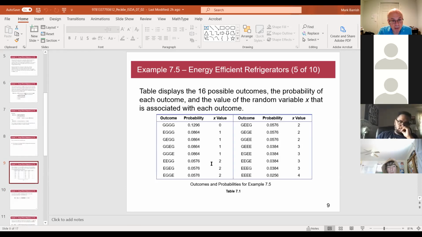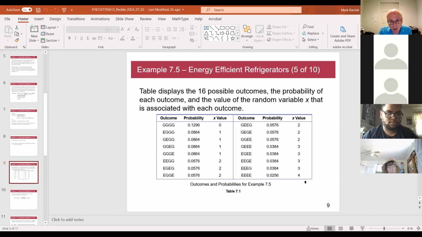And when we did that, and this is one way of doing it, we'd actually list all the possible outcomes. How many outcomes are there? There's 16 of them. We would have to figure out each of the individual probabilities, and then we list the X values. X is, for example, for G, there's none energy efficient. For E, G, it's 1, and there's 1 here. And then you go down the list and just count the number of these. And then for each value of X, you add up the probabilities.